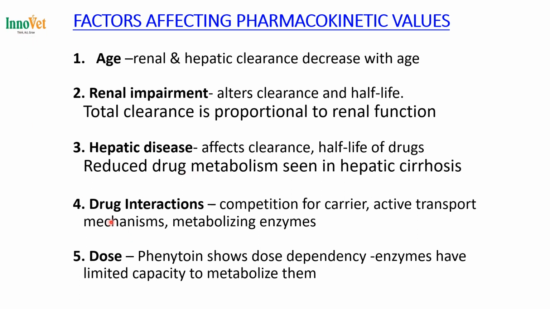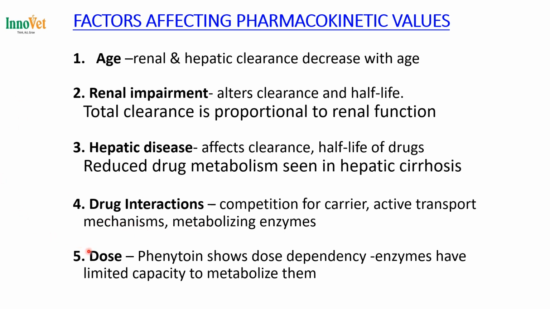Next is the drug interactions. If we have two drugs that compete for the same carrier, it's more likely that one of the drugs will accumulate within the plasma, and that could lead to toxicity. They might also compete for the active transport mechanisms or the metabolizing enzymes. These metabolizing enzymes might become saturated if they have to metabolize two or more drugs, and so one or two of those drugs might accumulate within the body, and that could lead to toxicity.